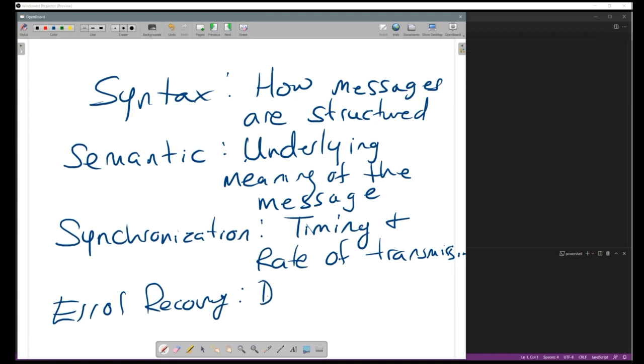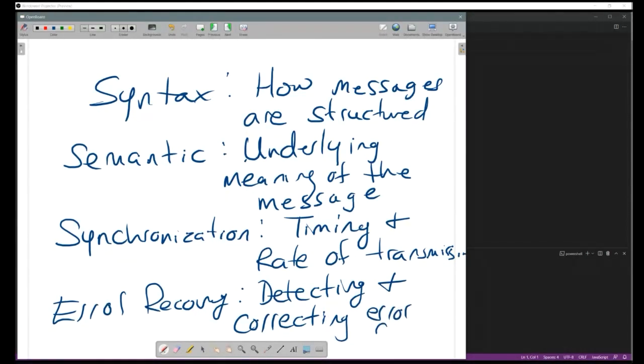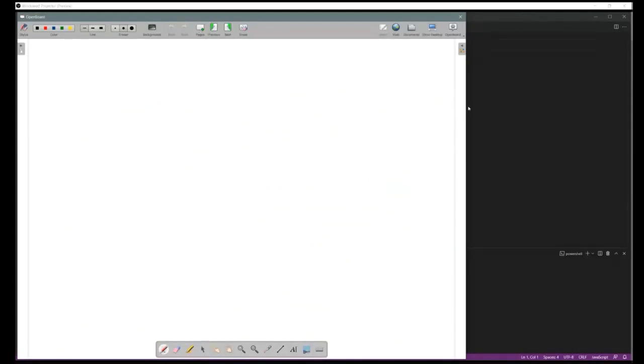Okay, so this involves both detecting and possibly correcting error states. And of course, this one is optional because you can always just say that there's no error recovery, and that technically is a type of error recovery in which you just refuse to correct it.